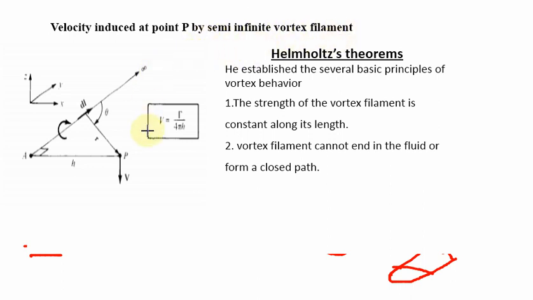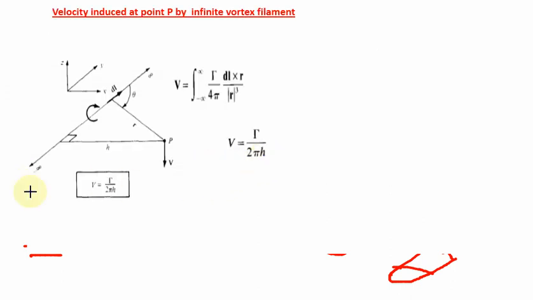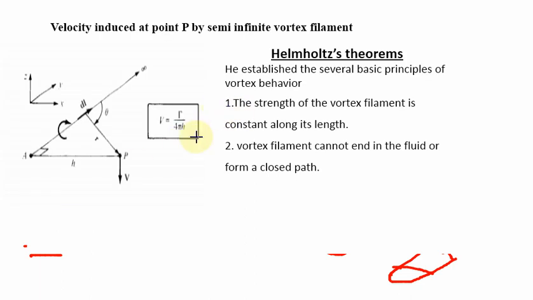By using the concept of the Biot Savart law, for calculating the induced velocity by the semi-infinite vortex filament at point P, we can derive the value V equal to gamma by 4 pi h. Previously we got gamma by 2 pi h; here we get gamma by 4 pi h. So these are two different values for two different cases. This is very important because it will help in understanding further derivation.